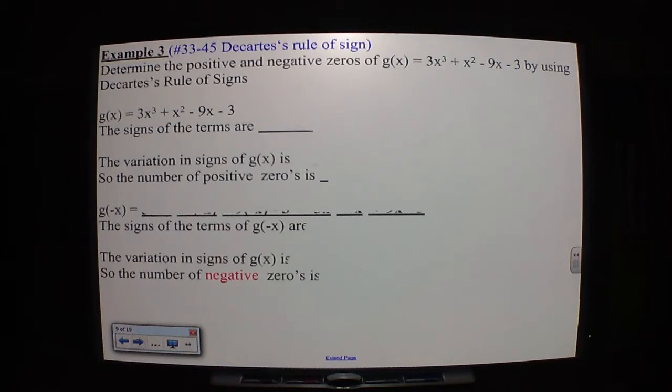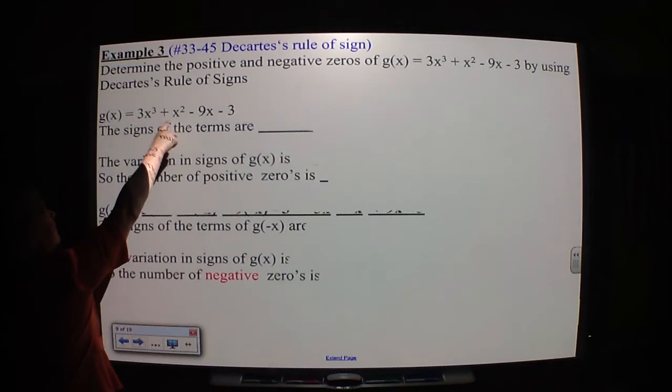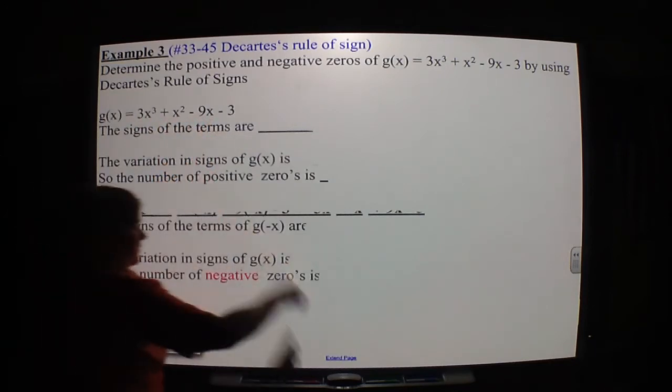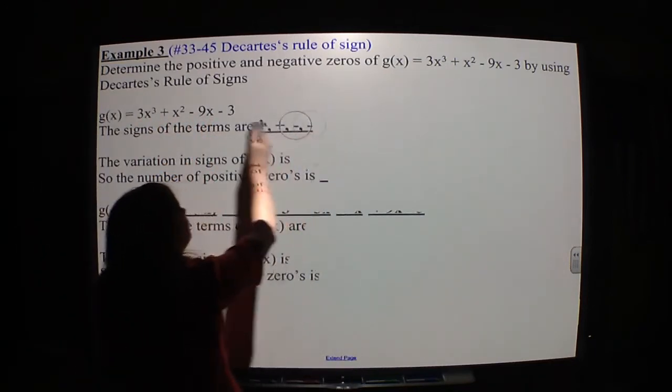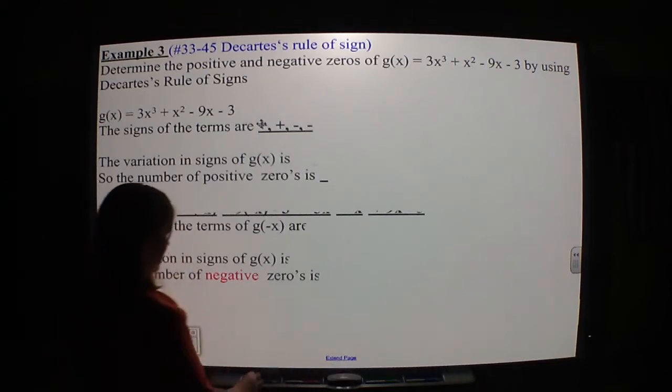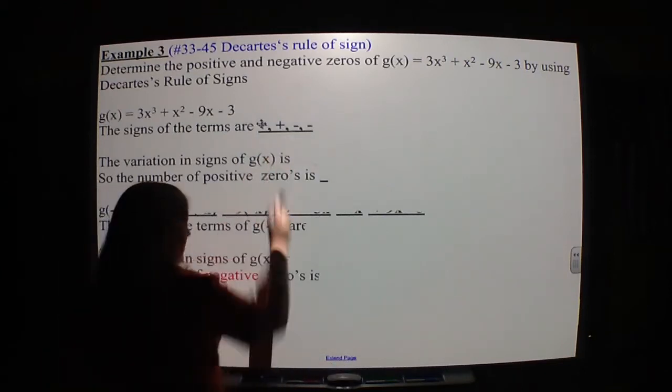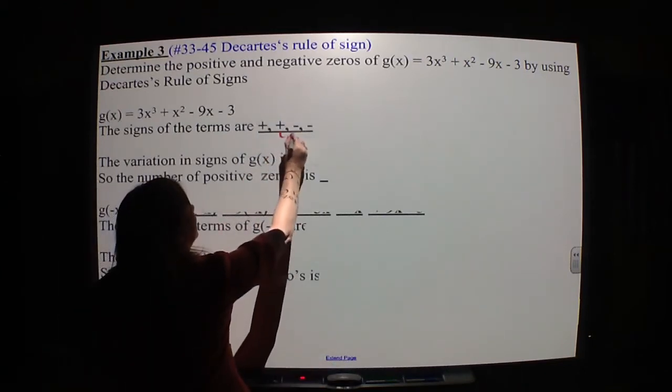So determine the positive and negative zeros of g of x. And this is sort of like the number 33 through 45. I have my polynomial there. When I look at the signs, this is a positive, this is a positive, this is a negative, and that is a negative. So I have my signs: plus, plus, minus, minus.